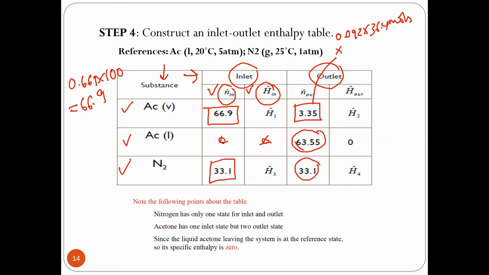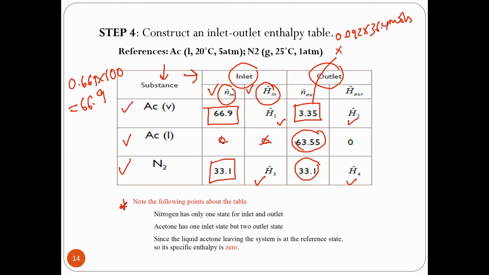So here we just record enthalpy 1 and enthalpy 2 for the outlets, and this is enthalpy 3 for the nitrogen at the inlet, and also the outlet for the nitrogen gas. We noted it as enthalpy 4. So here there's a note following that you can refer to.